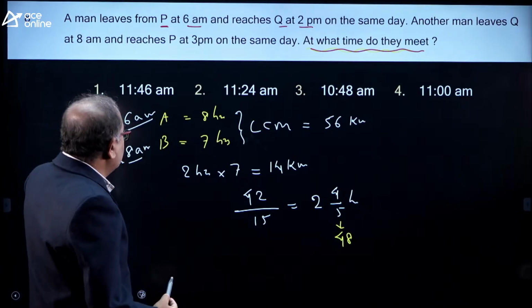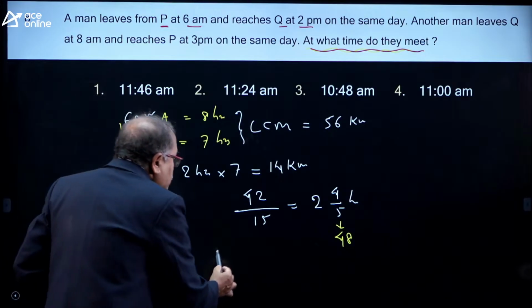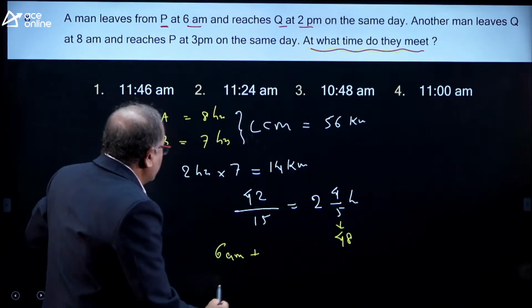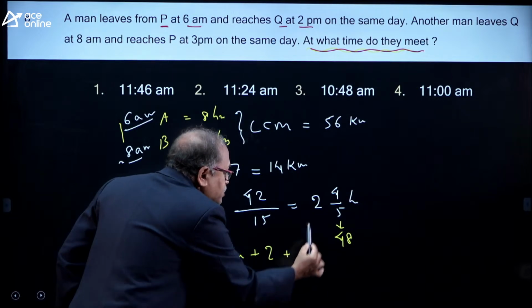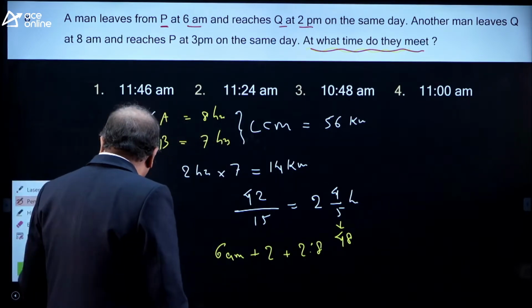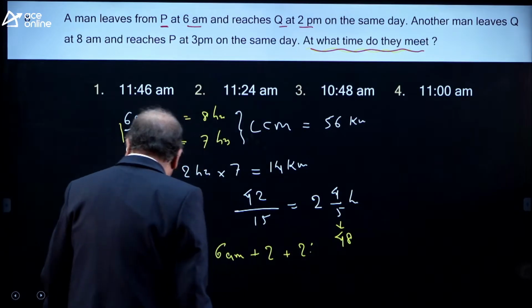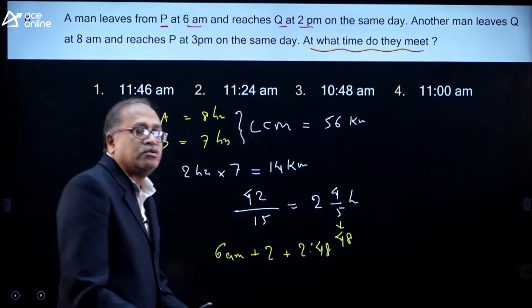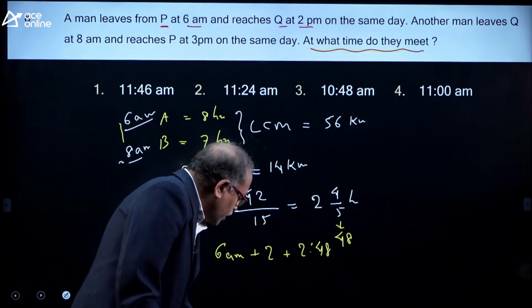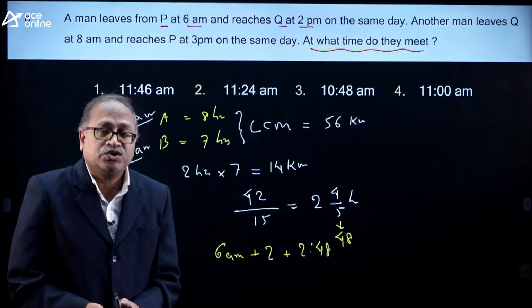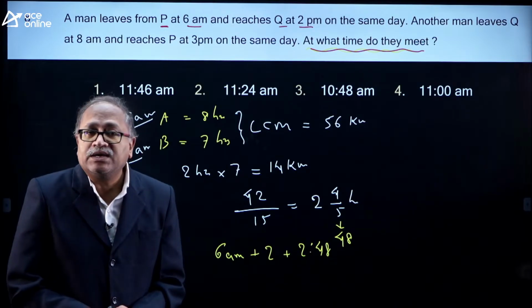The total time is from 6 o'clock, that is 6 a.m., plus the initial 2 hours and plus this 2 hours 48 minutes, 48 minutes. Let me write it down here. So, now your answer is ready, and the answer is nothing but 10:48. So, they will be meeting at 10:48.